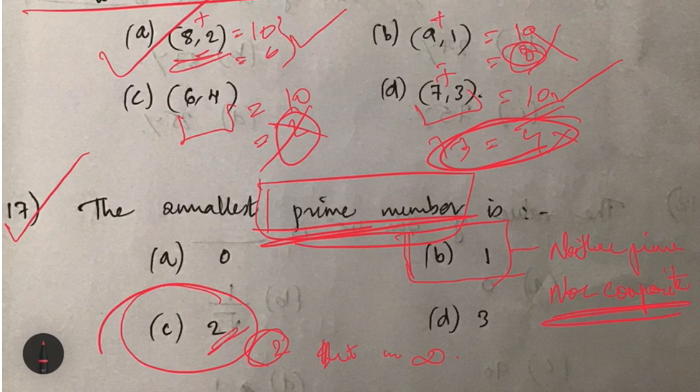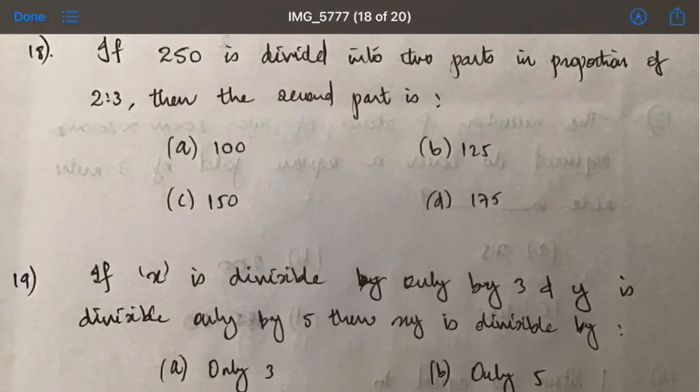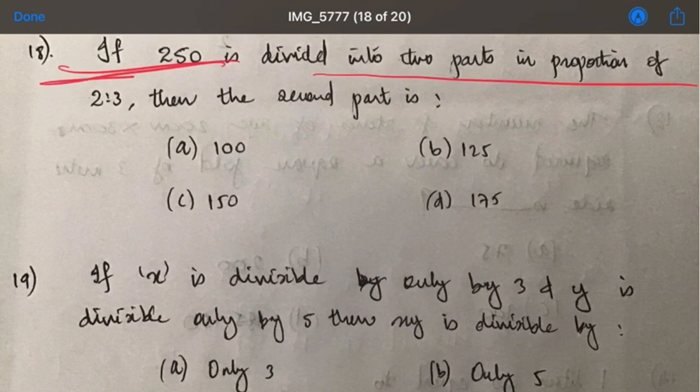So let's go to the next question. If 250 is divided into two parts in the proportion of 2:3, then the second part is? Very simple question from the ratio and proportion section, right? So how are you going to do it? The ratio is given as 2:3, so let's take the sum, 5. The second part here is 3, so 3 into 250 will give you the answer.